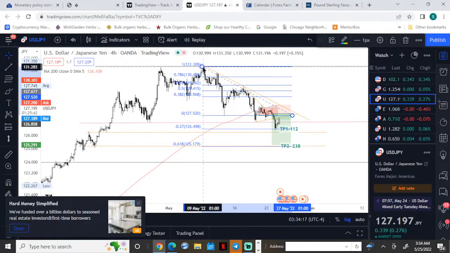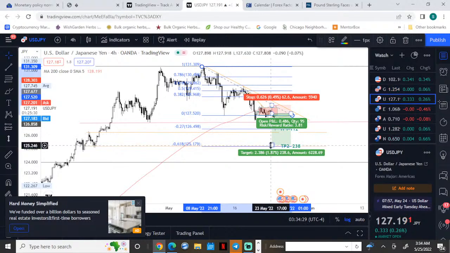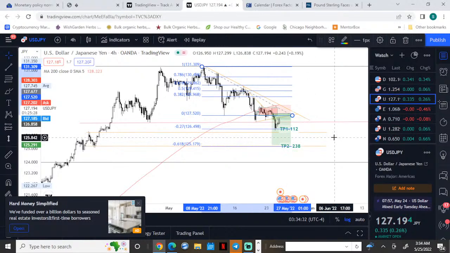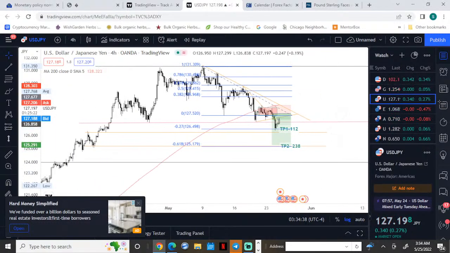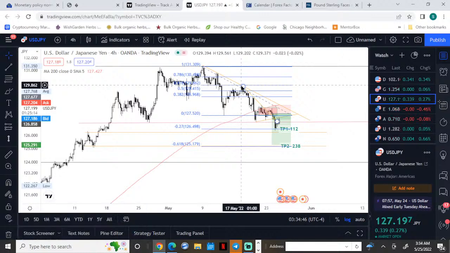So you got A, B, C. Price came up to the 50%, and I'm expecting it to come down to 618 to finish my TP. I got this trend line on the 4-hour. We got 1, 2, 3 touches on this trend line.